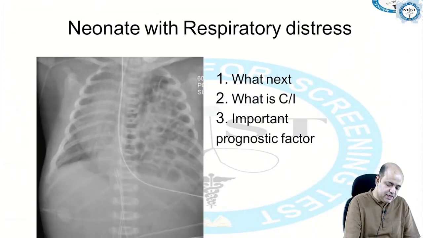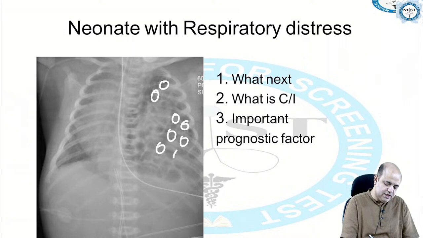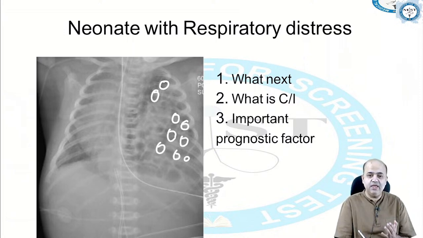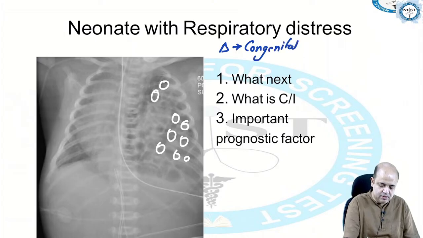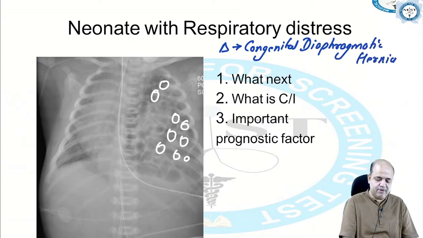And what do we see here? We see multiple air-filled lucencies in the thorax. This is nothing but the bowel which has moved into the chest because there is a defect in the diaphragm. What is the diagnosis? The diagnosis is congenital diaphragmatic hernia.